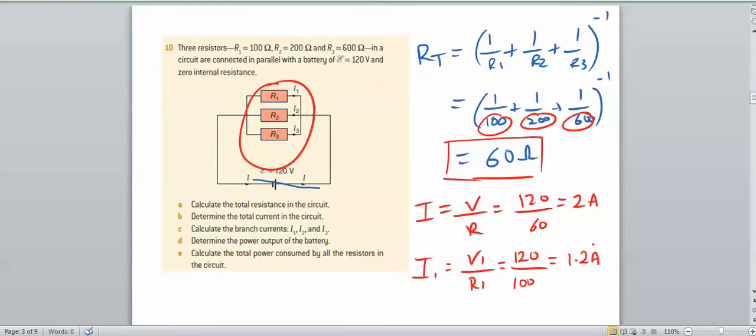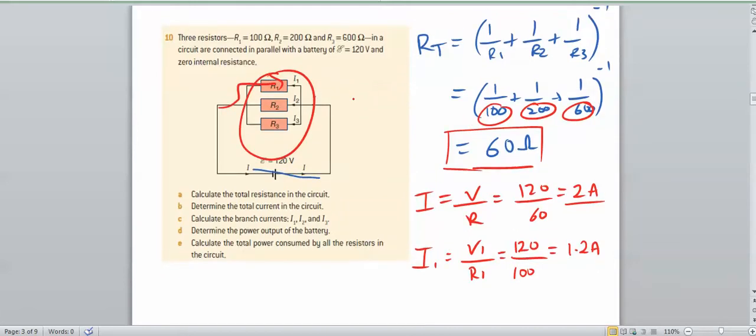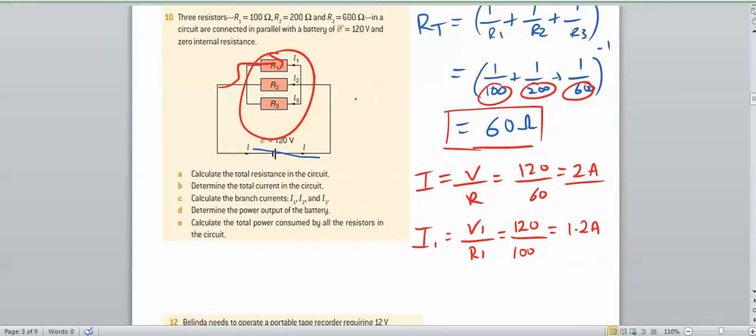flowing through resistor 1. Why? We have over half the current flowing through resistor 1. Because it has less resistance, so more current is going to flow through. Current chooses the path of least resistance. That doesn't mean all the current's going to go through there, but most of the current's going to go through there.